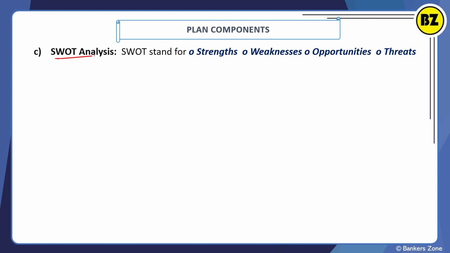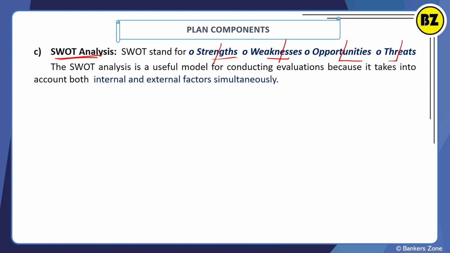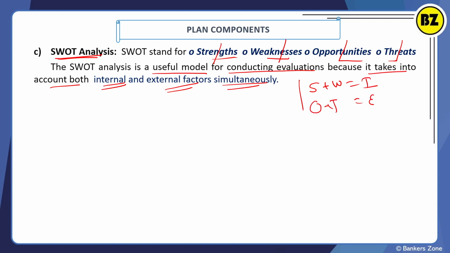Now next is important, SWOT analysis. We have already discussed SWOT analysis in our previous session. Okay, SWOT stands for S for strength, W for weaknesses, O for opportunity, and T for threats. This is what the SWOT analysis is. Okay, this is important. Now see, SWOT analysis is a full model for conducting the evaluation because it takes into account both internal as well as external factors simultaneously. So see here, strength and weaknesses, these are the internal factors, and opportunity and threats, these are the external factors. Remember here.